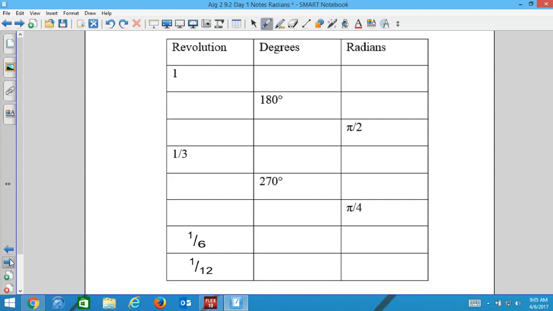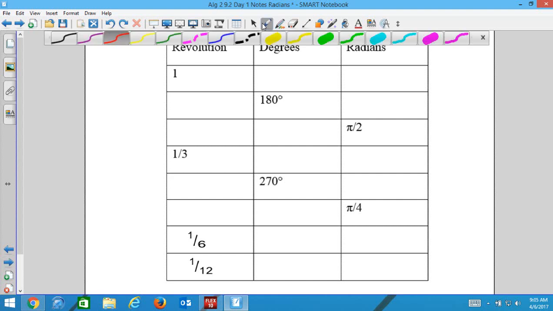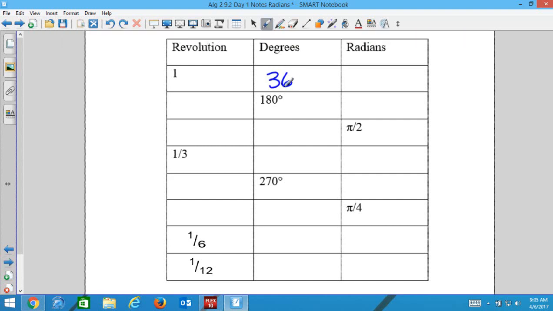So this is talking about if I have an initial side and a terminal side, and it rotates 1 time around a circle. What's the degrees? 360. What's the radians all the way around? 2 pi. If it rotates around 180 degrees, what's the radian? Pi. And then what's the revolution?